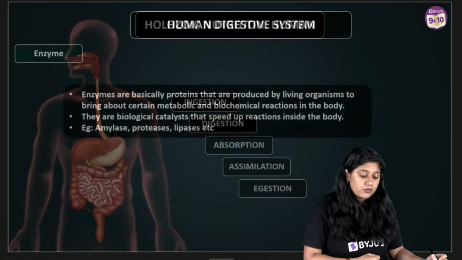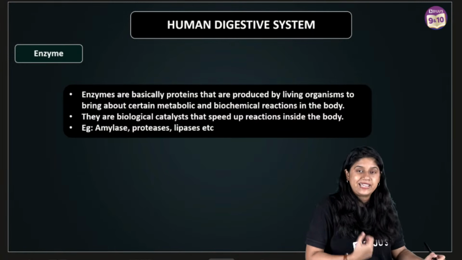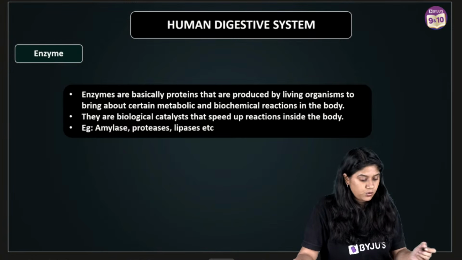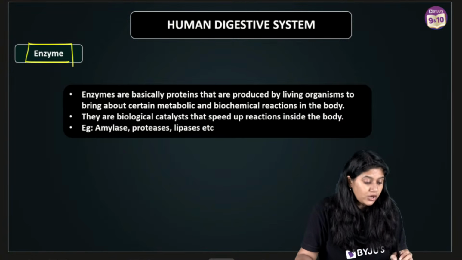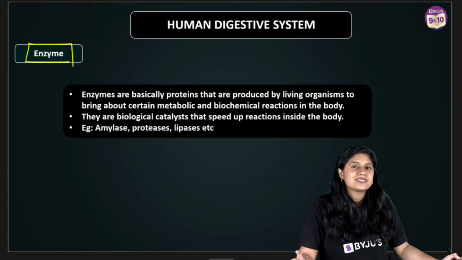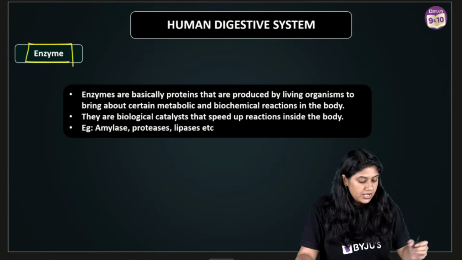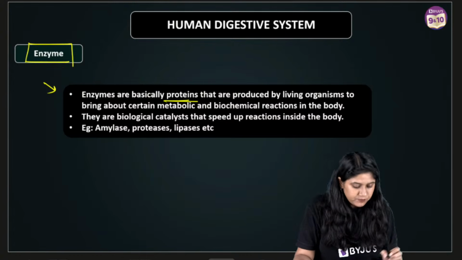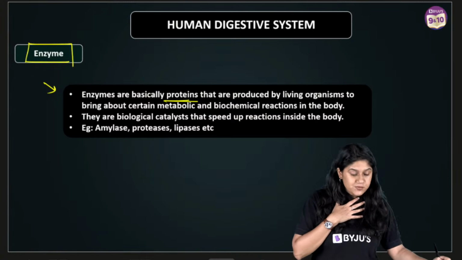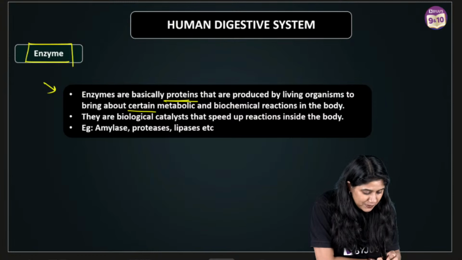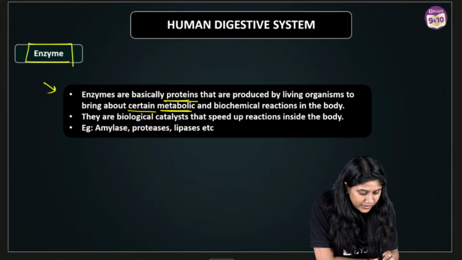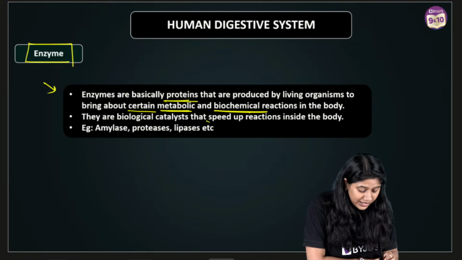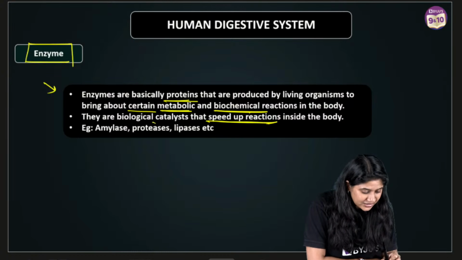Let's get started. First step, before we get into the ingestion, there's a very common question which is asked, which is about the enzyme. So before we talk about the enzyme, let me answer this question: what are enzymes? Enzymes are nothing but proteins. They are basically the proteins that are produced by living organisms only. They play a very important role in the metabolic and chemical reactions that are happening in the body. They help in speeding up the reaction and act as a catalyst.